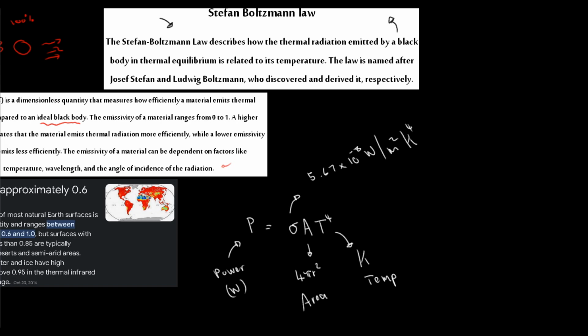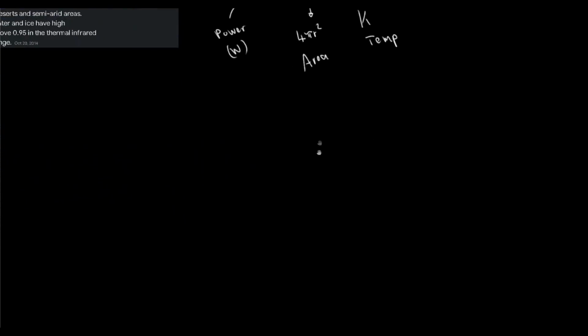So let's look at one example. So I have an example down here. So a spherical body has a radius of 0.5 meters and a temperature of 600 Kelvin. Calculate the total power radiated by this black body. In the following video, I'll do some calculations with emissivity.